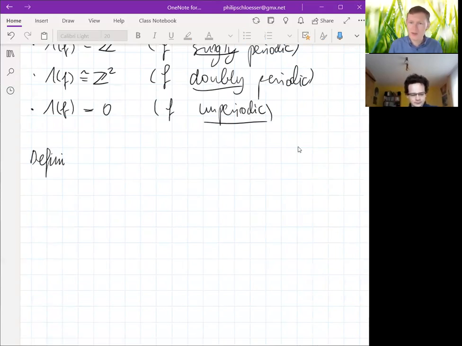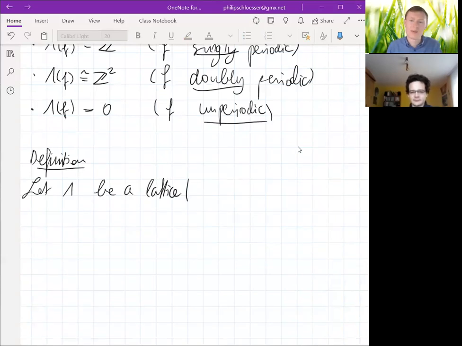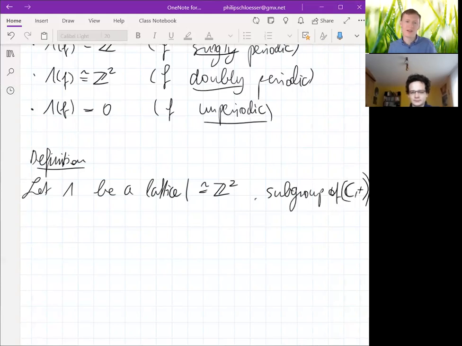And this is already where we define what we mean by an elliptic function. Let lambda be a lattice, so I mean it is isomorphic to Z squared, and this is a subgroup of C with addition. So exactly like in the doubly periodic case.